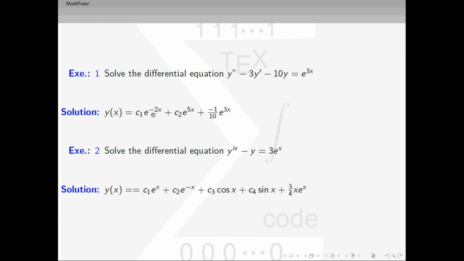So here you can check e raised to minus 2x, e raised to 5x, e raised to 3x are linearly independent functions. Whereas here e raised to x, e raised to minus x, cos x, sin x, x e raised to x are linearly independent functions. This is a fourth order differential equation, so we have 4 constants. This is a second order differential equation, so we have 2 constants. In the next lecture, we shall discuss when the right hand side is a trigonometric function or polynomial function.